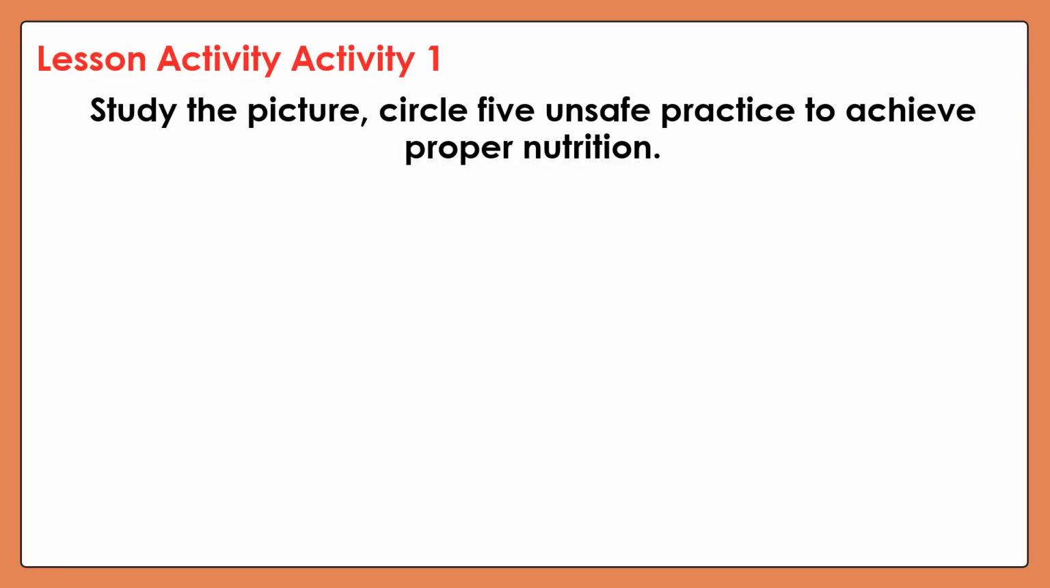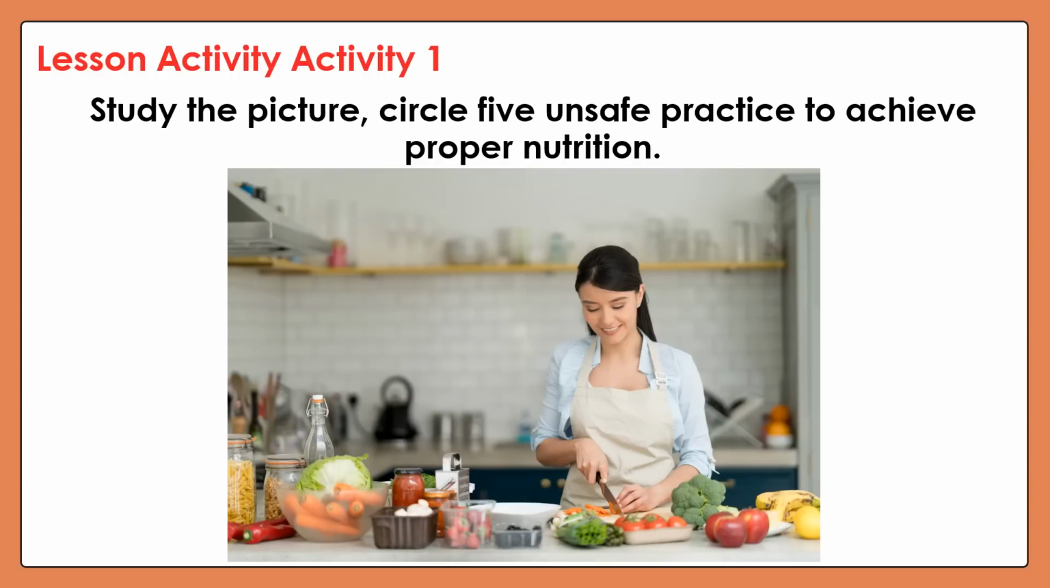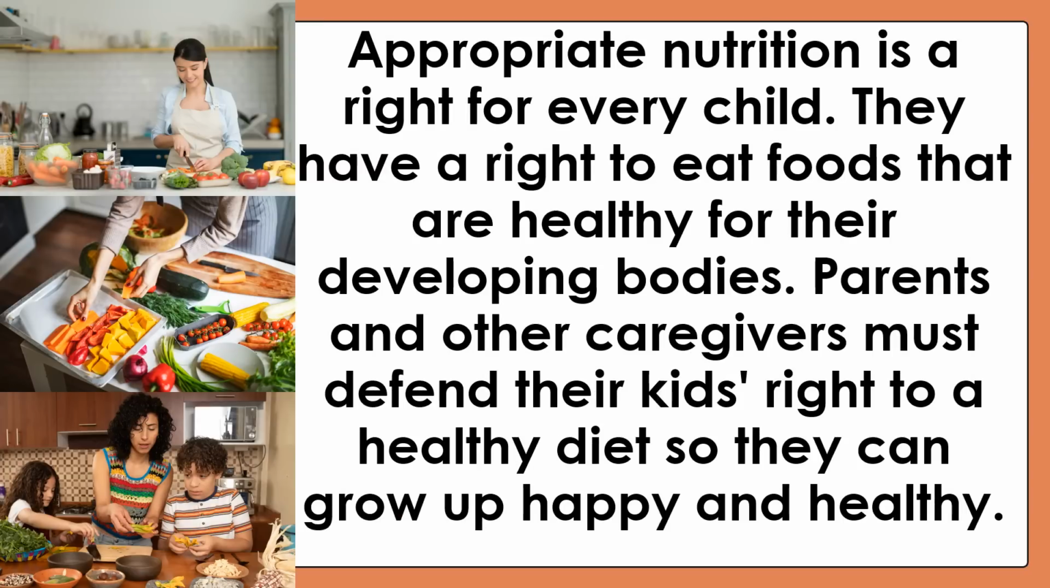Activity number 1. Study the picture. Circle 5 unsafe practices to achieve proper nutrition. Appropriate nutrition is a right for every child. They have a right to eat foods that are healthy for their developing bodies. Parents and other caregivers must defend their kids' right to a healthy diet so they can grow up happy and healthy.